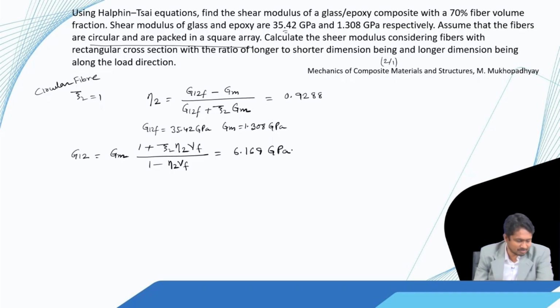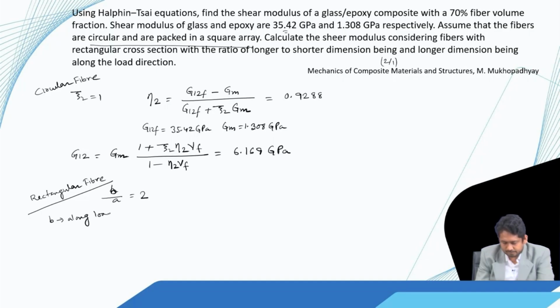Now, the next part of the problem says that we have a rectangular cross section fiber, and that rectangular cross section fiber has B by A equal to 2, with B being along the direction of the loading. So, B by A is equal to 2, B along the load direction.